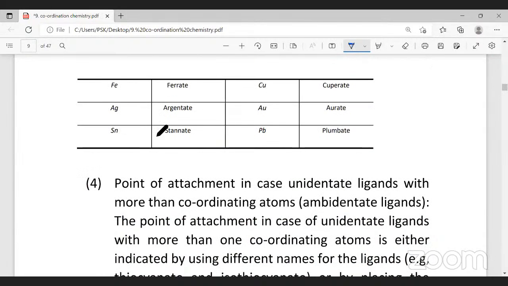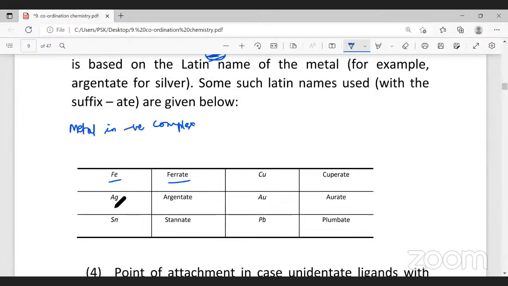Now, for an example, it's here. No point writing again. See, iron is named as ferrate. Silver is named as argentate. Tin is named as stannate. Copper is named as cuprate. Gold is named as aurate. Lead is named as plumbate. All the names have to end with what? ATE.